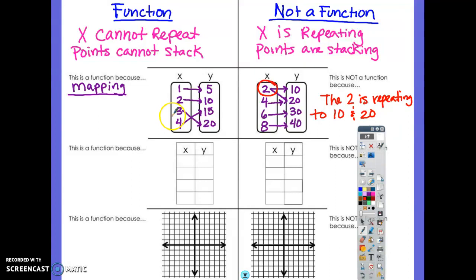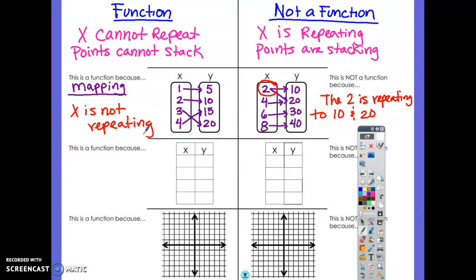Okay? So this mapping is a function because, what? It's not repeating. One number goes to another number. They don't repeat. So the x is not repeating.